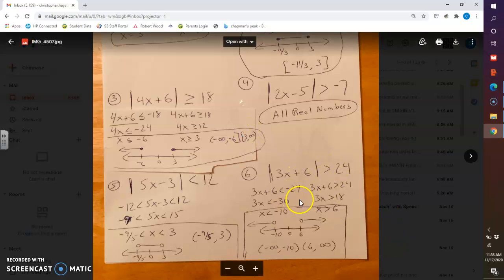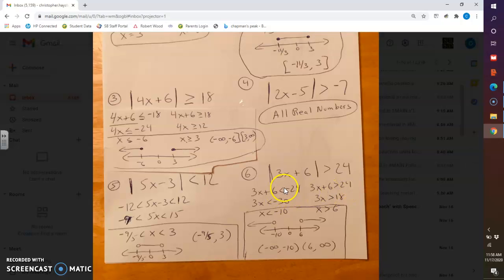When it's just greater than, we set up the two problems, 3x plus 6 less than negative 24, 3x plus 6 greater than 24. We subtract 6 on both sides, we divide by 3, x is less than negative 10. We subtract 6 on both sides, we divide by 3, x is greater than 6. It's now an open dot because it's greater than, at negative 10 and 6. The arrows are still going in opposite directions, and the set notation is still all parentheses because it's just a greater than, just a less than.